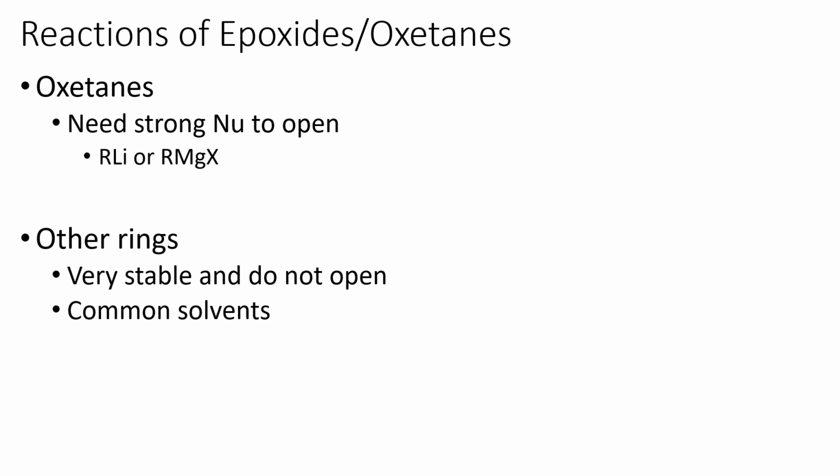The other rings that are larger, 5 and 6-membered rings, these are actually very stable. They do not break open under different conditions. They're actually some of our common solvents that we use that would be aprotic solvents for us. So one of them is THF, which is our tetrahydrofuran. This is our 5-membered ring with oxygen as one of the members. And again, this would be very non-reactive to any type of ring opening, which is why it is a common aprotic solvent for us.